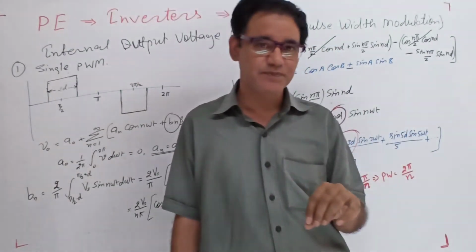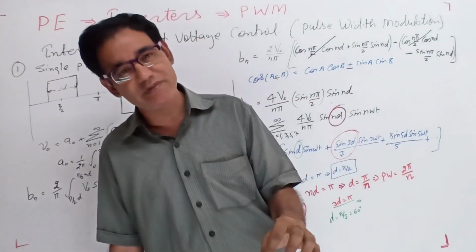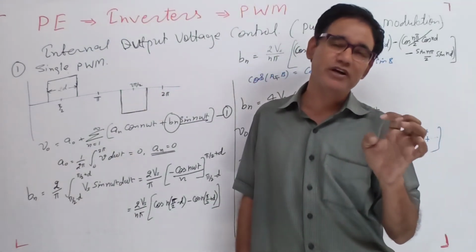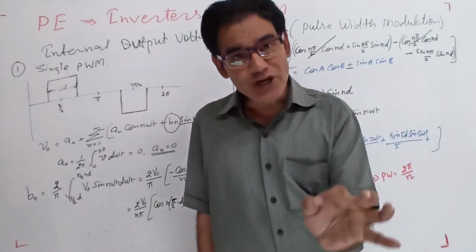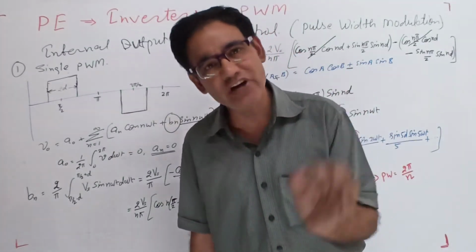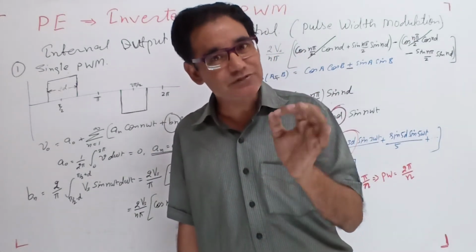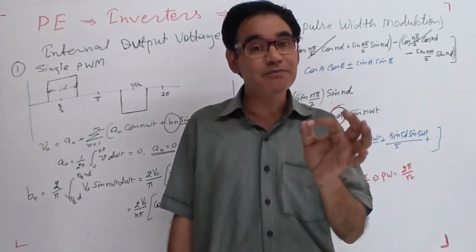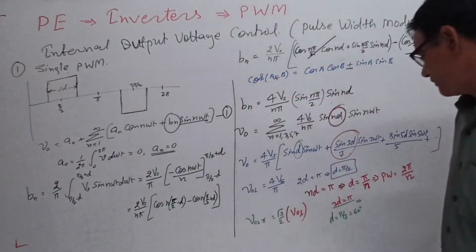So this is the method. With a harmonic eliminated, the output voltage can be controlled and minimized. As per the pulse width, we can control the output voltage in inverter circuits, whether a single phase inverter or a 3-phase inverter. The technique name is single pulse width modulation control. So this is the way.